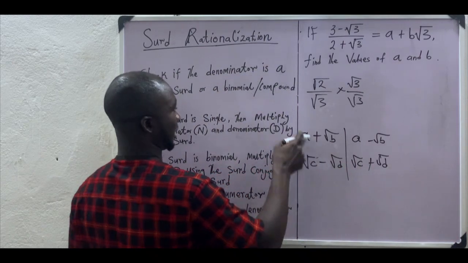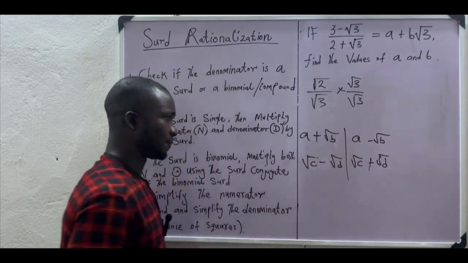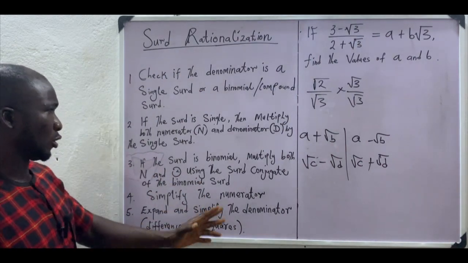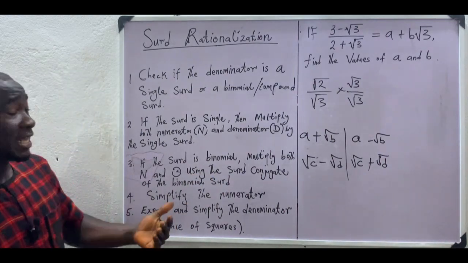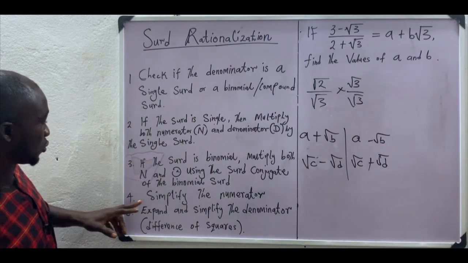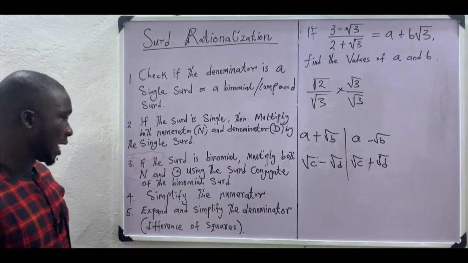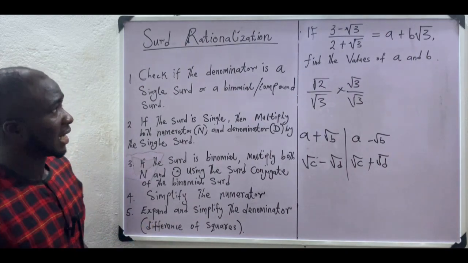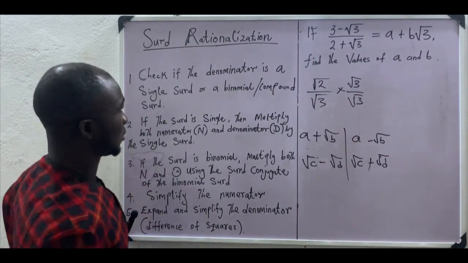So if here is plus, then the conjugate will be minus, and if here is minus, then the conjugate will be plus. So I have to multiply both the numerator as well as the denominator using the surd conjugate of the given binomial surd. And if I apply this step, then the next step is to simplify the numerator. I will also simplify the denominator, and when I simplify the denominator, it will result in a difference of squares.